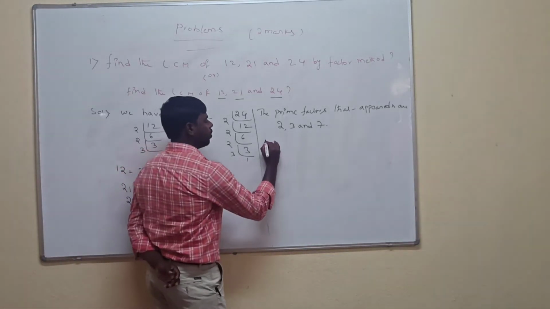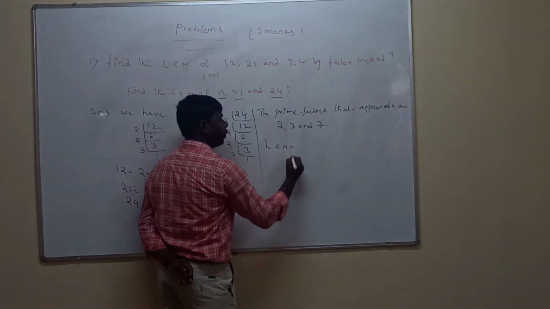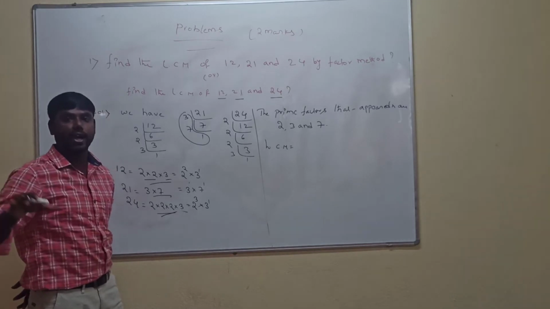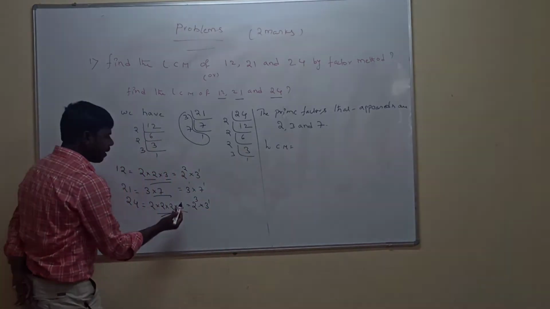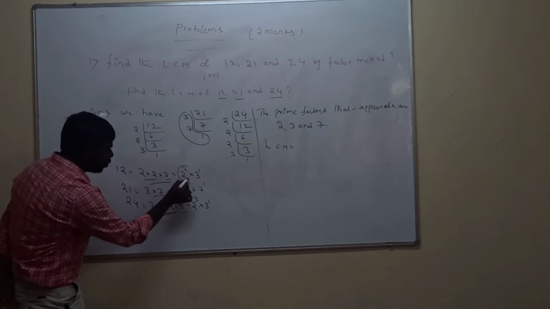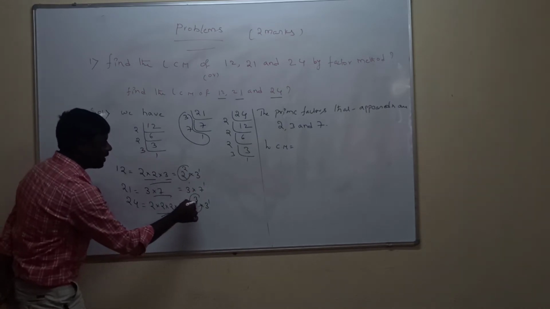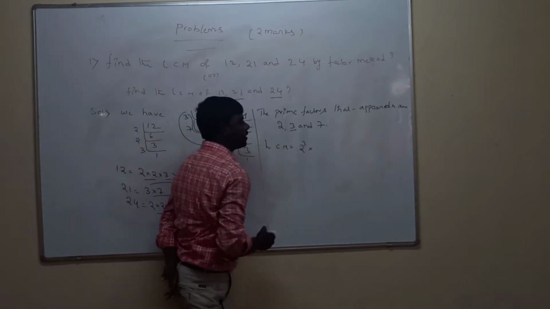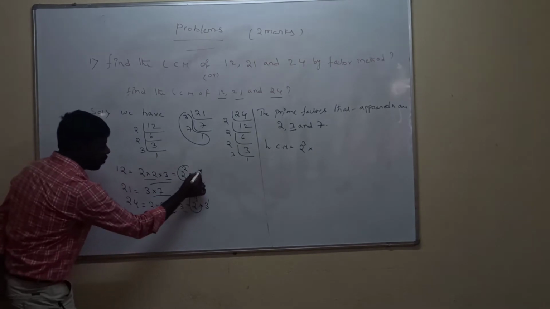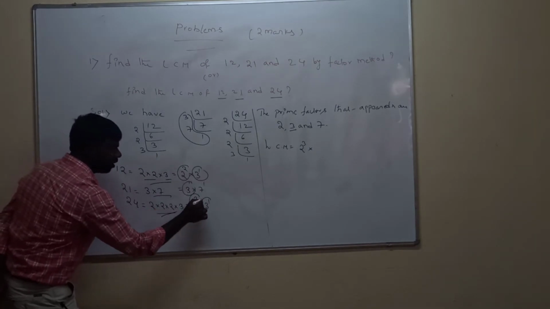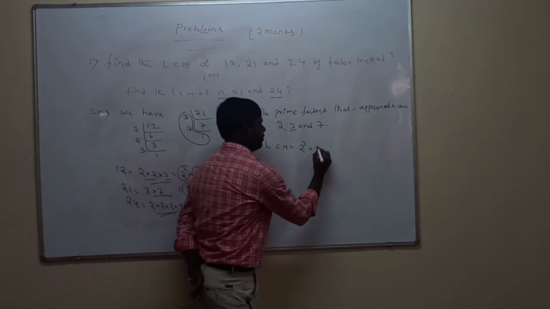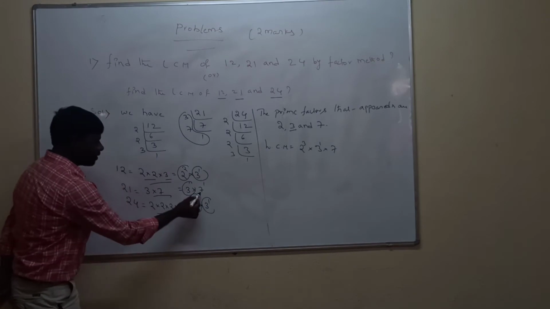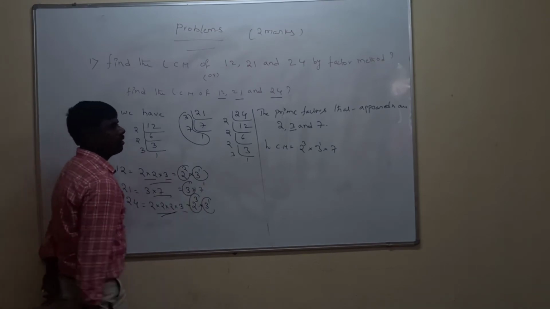Next, the LCM is equal to the product of the highest power of all the factors. 2 is appeared. Which is the highest power of 2? 3 is the highest power, so 2 cube. Which number appeared next? 3 is appeared. In this, which is the highest power? Only 1, so 3 power 1. Next, 7 is appeared. What is the highest power? Only 1, so 7 power 1.